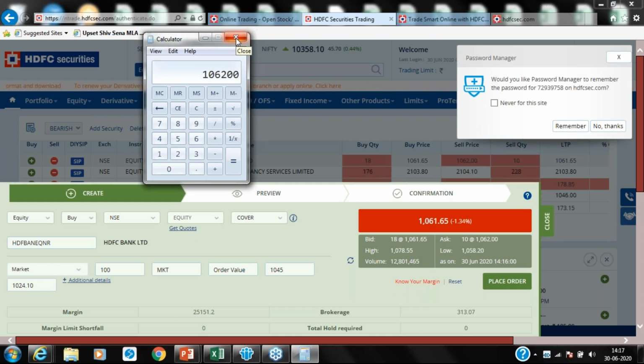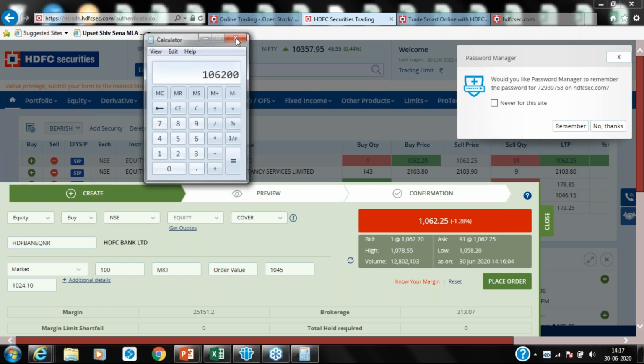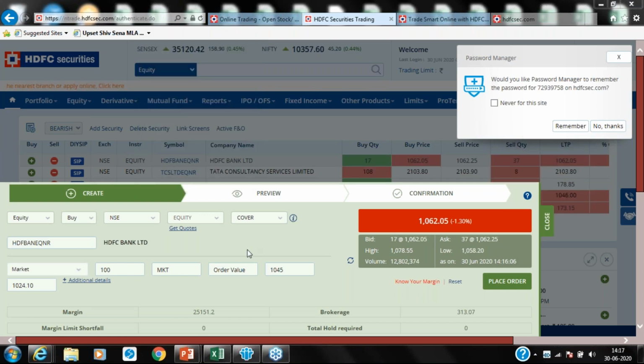The only restriction obviously is that the order will only be valid for intraday. So by 3 p.m. the order will automatically get squared off. In case the stop loss doesn't get hit and you don't close your position, the order will automatically get squared off, and the pending stop loss order will get cancelled automatically. So it's strictly an intraday order. It can only be used for intraday positions.